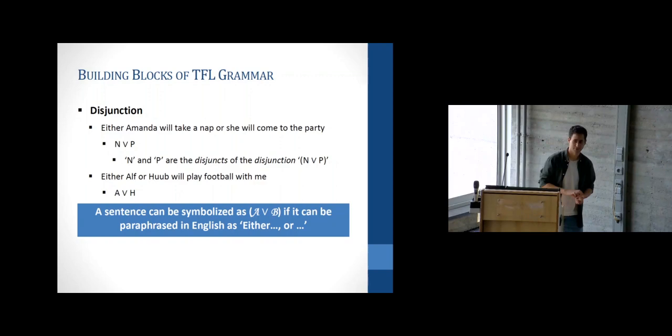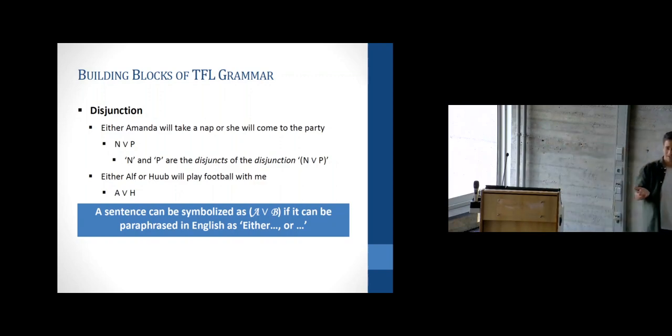And like with conjuncts and conjunction, now we have disjuncts and disjunction. So N and P are the disjuncts that make the disjunction. We call each part a disjunct.